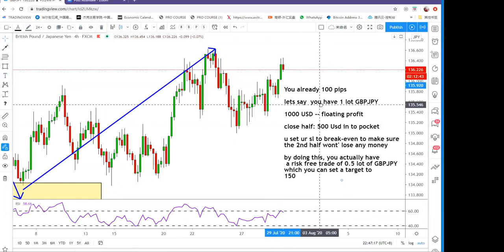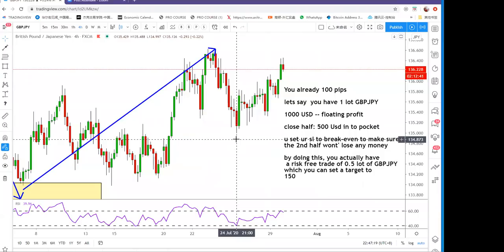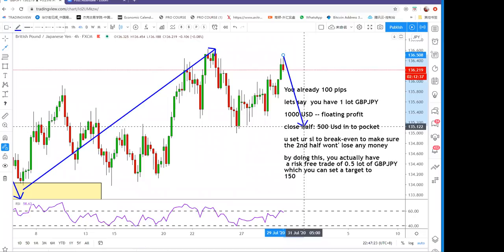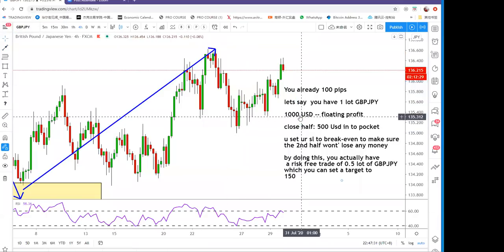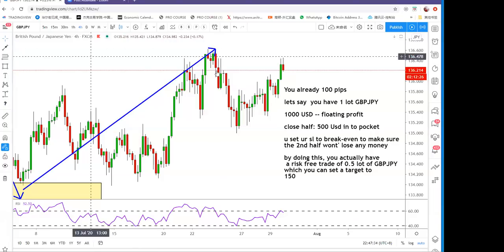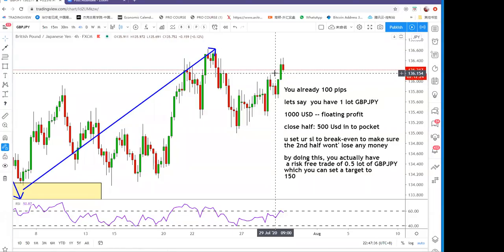Okay, you have to close half, because if the price comes back to the original entry point, you actually earn nothing, and that will be very, very sad. Compared to a $1,000 profit, now the $1,000 is gone, back to zero, you'll be very, very upset.